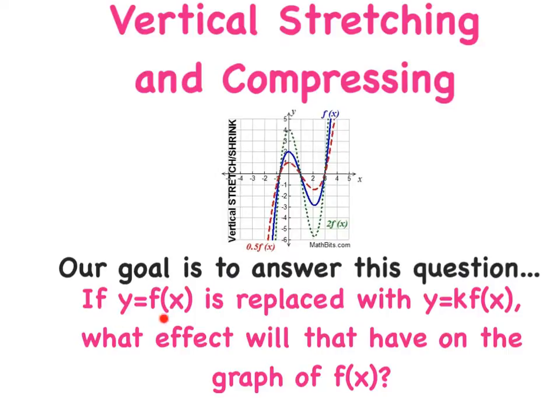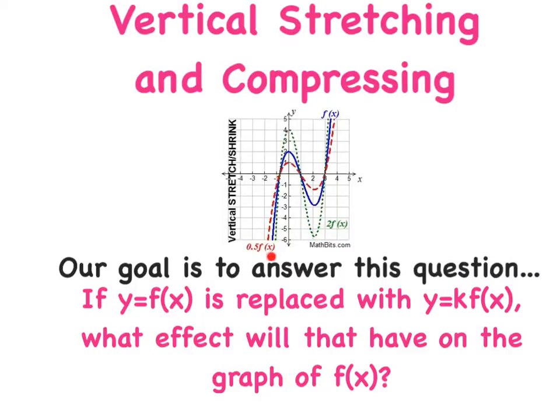If you start with a function y equals f of x and you replace it with y equals k times f of x, and that's how we're going to pronounce it, k times f of x, what effect will that have on the graph of the original function f? What you'll notice here in this picture is there's this blue function that represents the original. And if you multiply that function by a 2, in other words, the value of k equals 2, you'll see this green graph where you notice the relative max got taller and the relative min got lower, and that's what we call a vertical stretch.